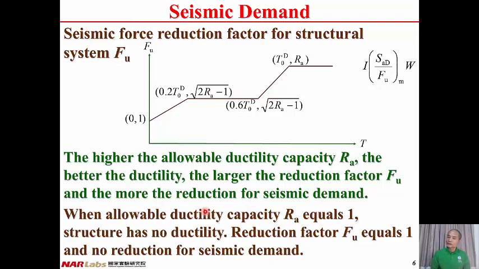When the allowable ductility capacity RA equals 1, that means the structure has no ductility, and the reduction factor FU equals 1, with no reduction for seismic demand. When RA equals 1, square root of 2RA minus 1 equals 1. So the curve becomes a horizontal straight line, which means FU is constant and equal to 1. When RA equals 1, there's no ductility in the structure. Therefore, no reduction for the seismic demand, and FU equals 1.